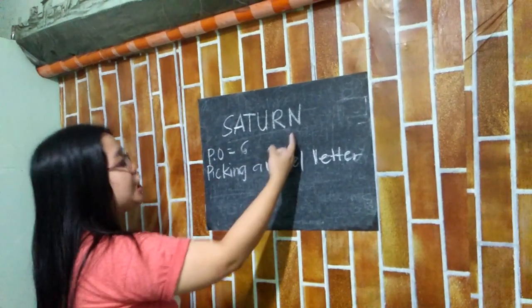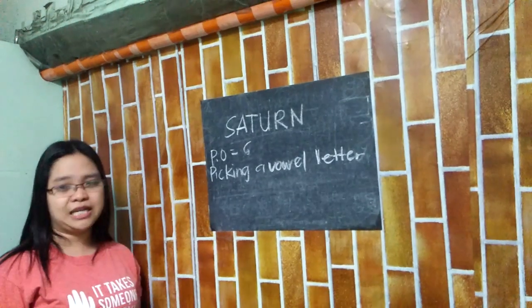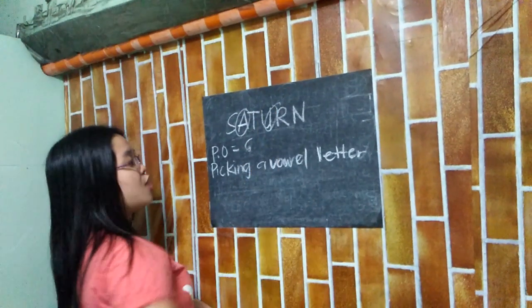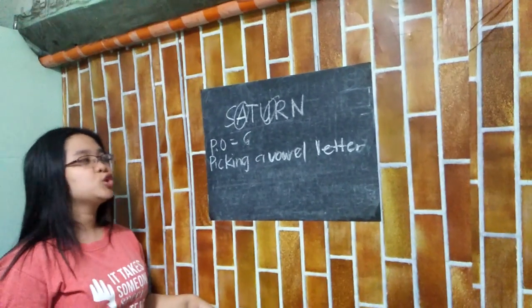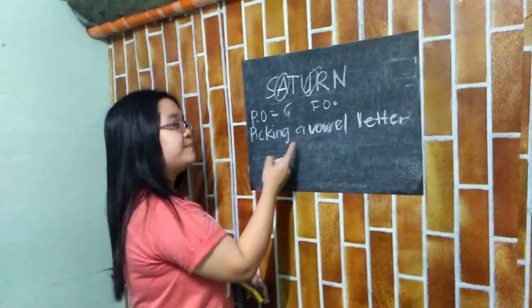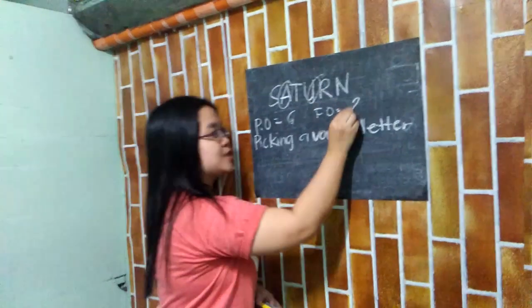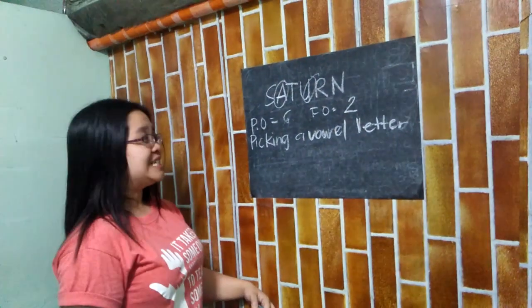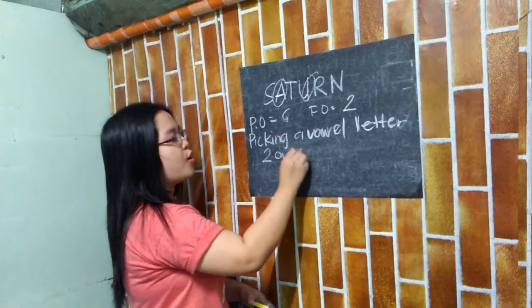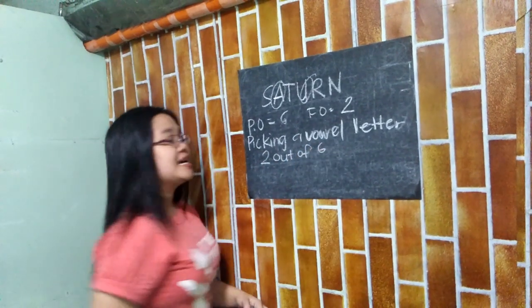So in the word Saturn, what are the vowel letters there? So we have A and U. So how many? Only 2. Very good. So our favorable outcome based on the event given is 2. So the chances in number is 2 out of 6.